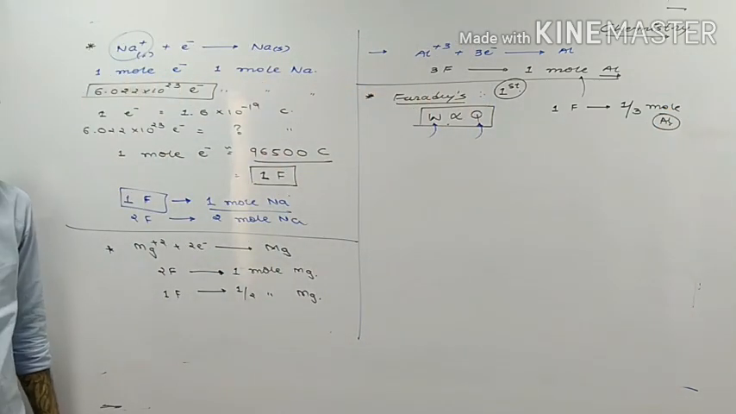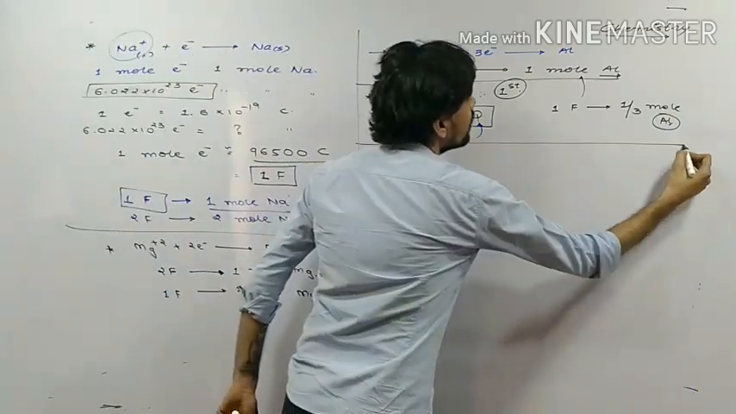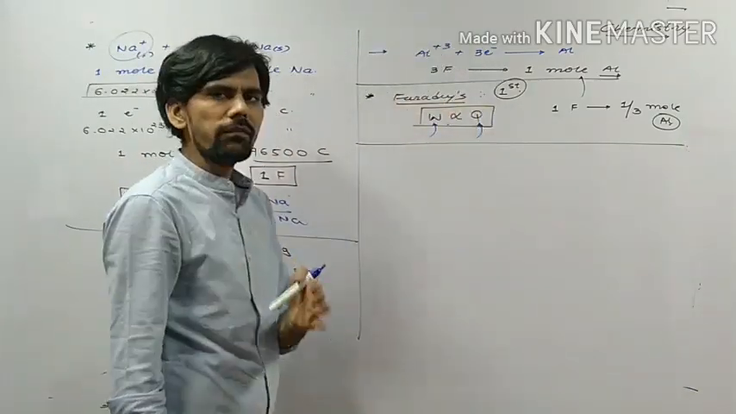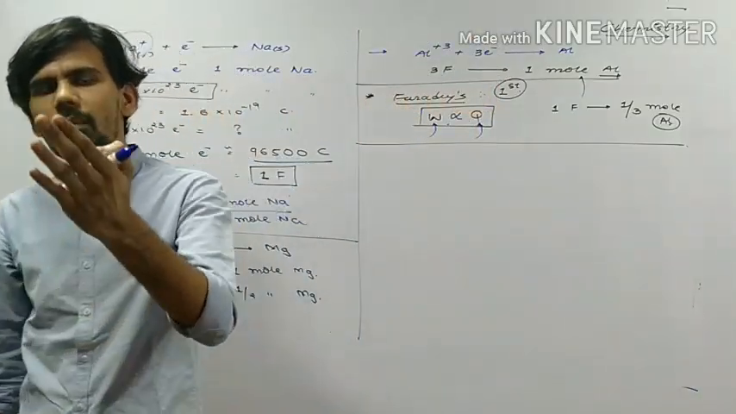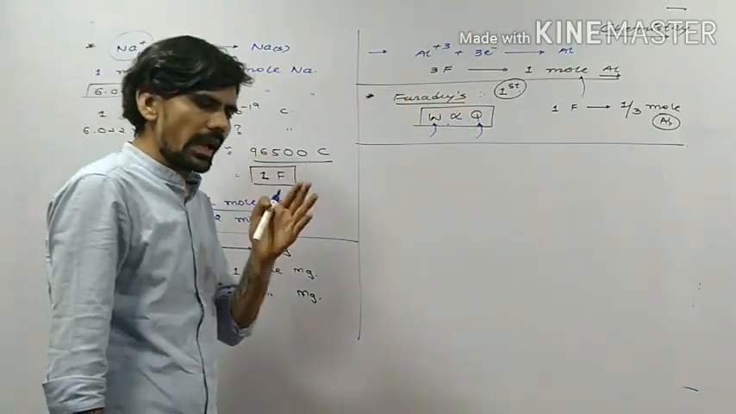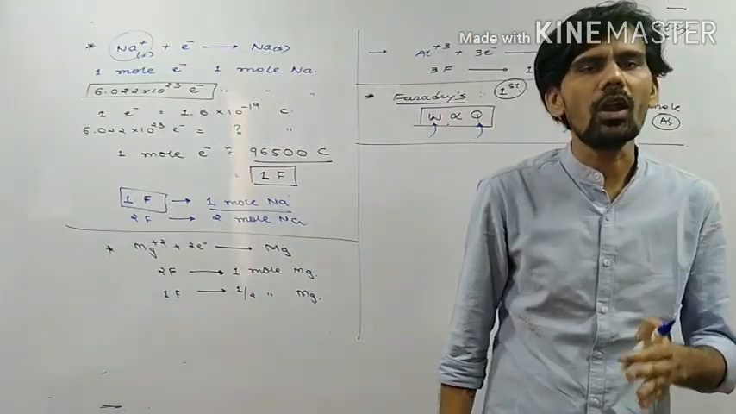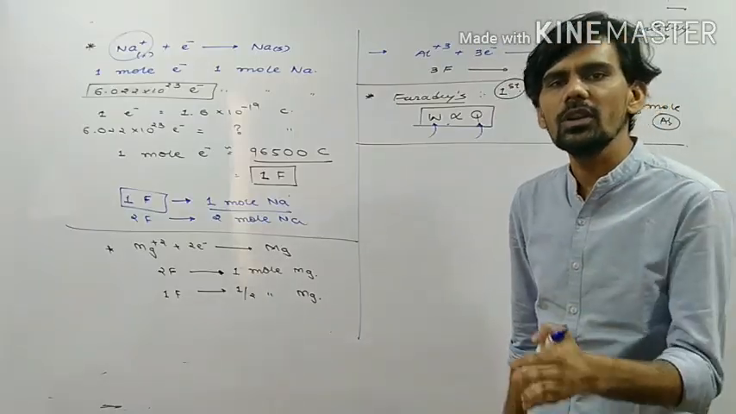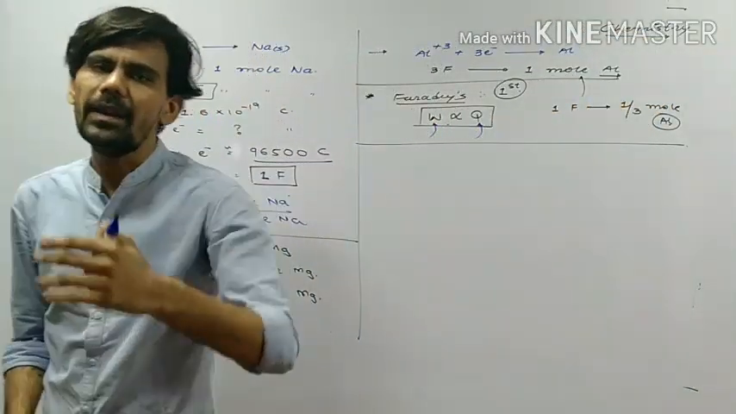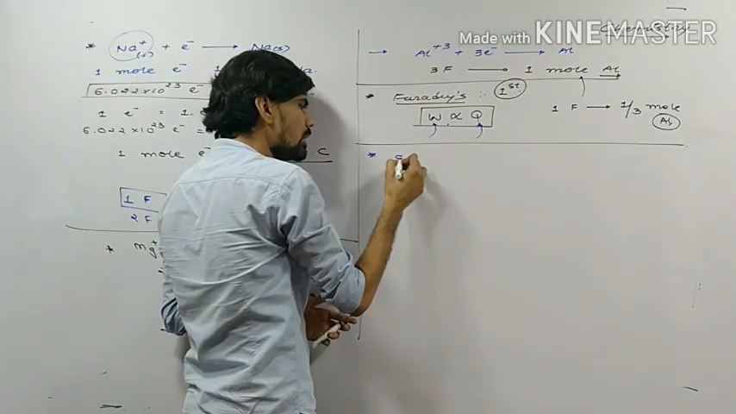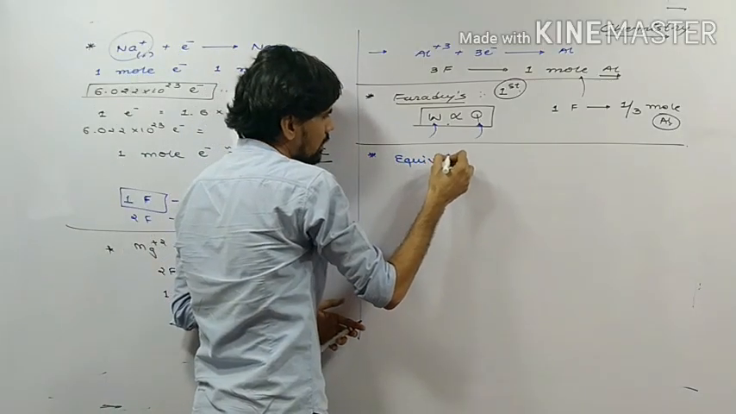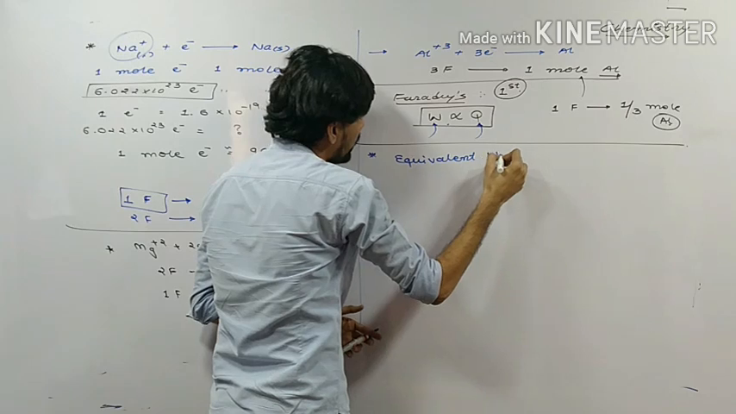Clear? Okay. So Faraday's first law is, if we apply a specific amount of charge, it will give a specific amount of product. It means with the help of electrolysis, the amount of product we gain is directly proportional to the amount of charge we applied. Okay. Now, another thing is equivalent weight.